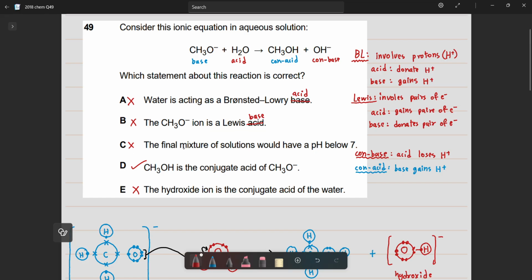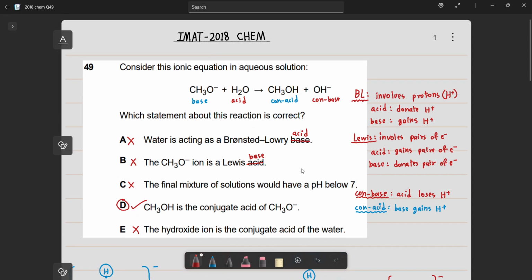So the only correct option is option D: methanol is the conjugate acid of the methoxide ion. This is how we solve the question.